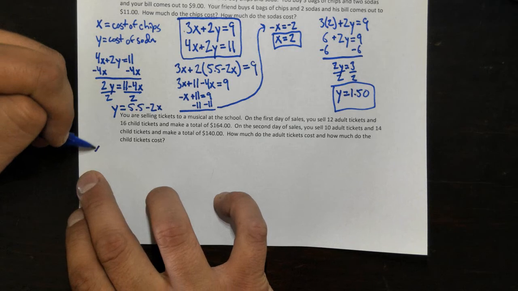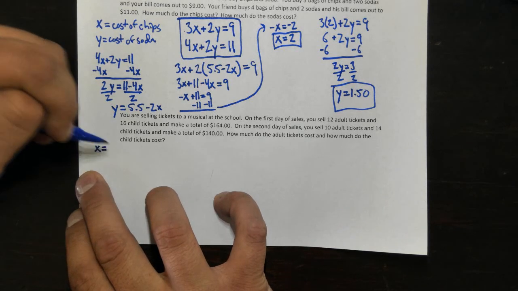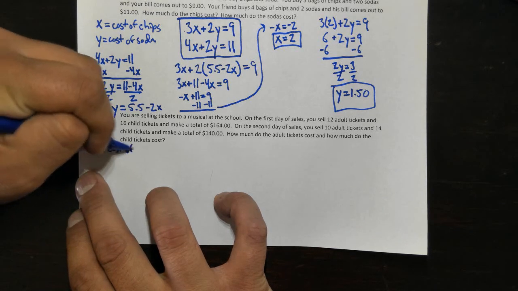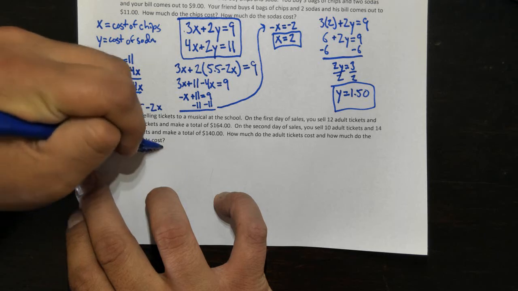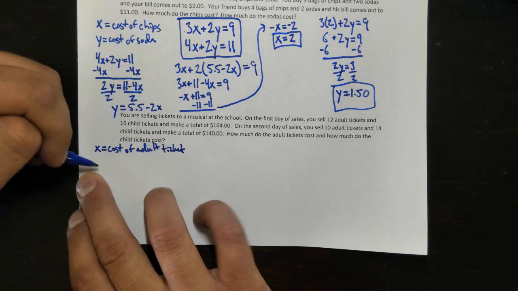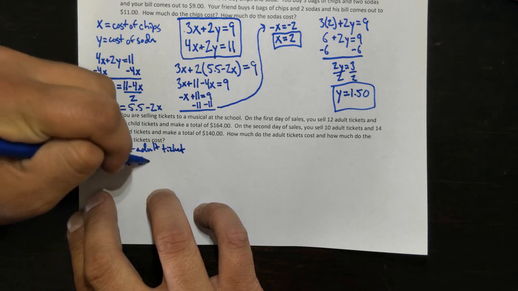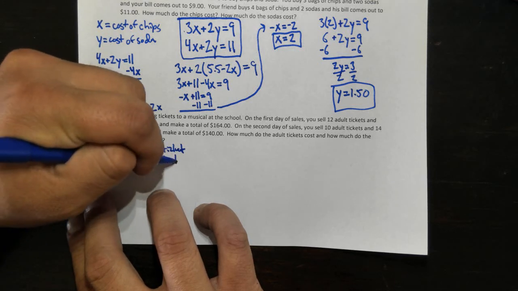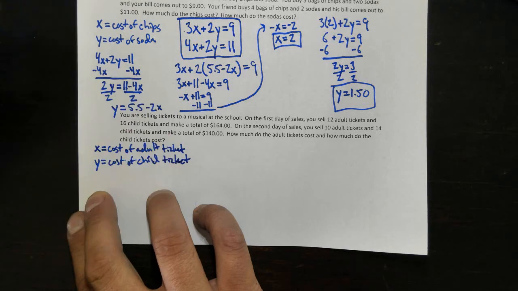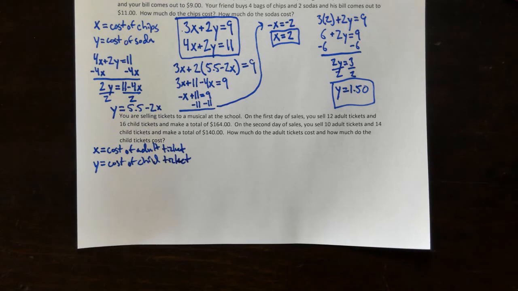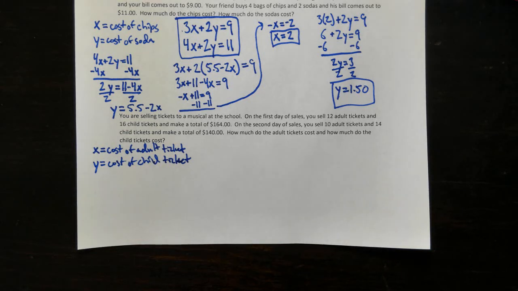So, we're talking about cost again, so x can be the cost of an adult ticket and y will be the cost of a child ticket. Okay, so now we need to set up our two equations. So the first equation is going to reference the first day of sales, and the second equation is going to reference the second day of sales.